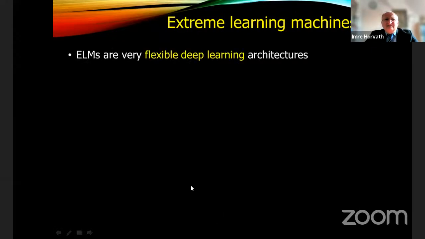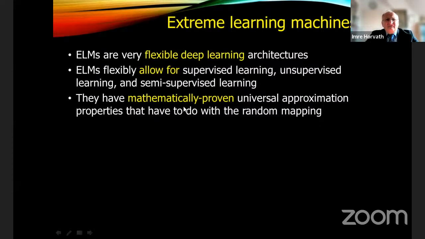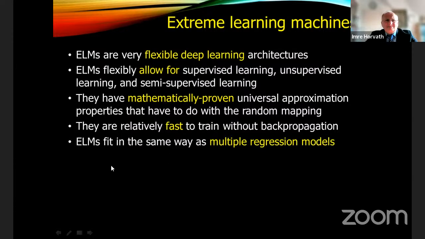Other characteristics of extreme learning machines are that they are very flexible deep learning architectures. The flexibility of extreme learning machines allows for supervised learning, unsupervised learning, and semi-supervised learning. This is an important characteristic. They have mathematically proven universal approximation properties that have to do with random sampling. They are relatively fast to train without backpropagation.